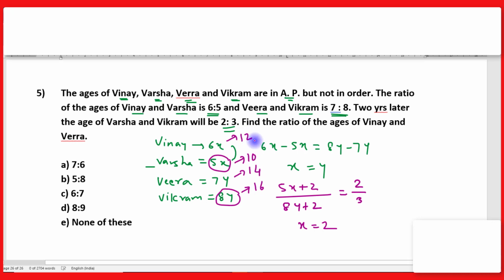So this is in AP, and therefore the ratio of ages of Vinay and Veera: Vinay is 12 years old, and Veera is 14 years old. So their ratio will be 6:7. So the required ratio is 6:7. So option C is the correct option.